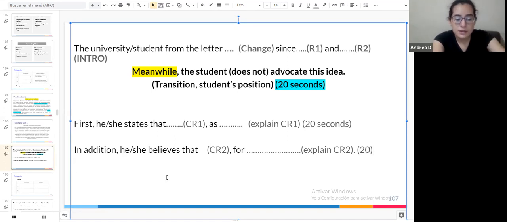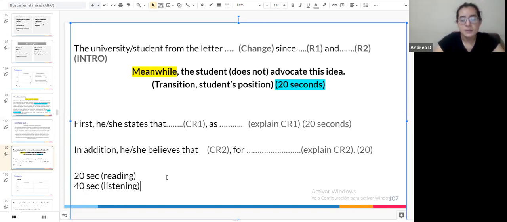So as you can see, 20 seconds are for the reading, to summarize the reading and the transition, and 40 seconds are for the listening. And that makes the 60 seconds that you have to speak. So is that okay, you guys? Any questions so far about the template? Feel free to ask whenever you have a question.